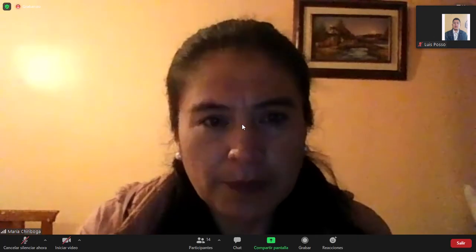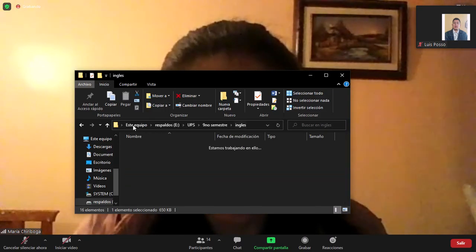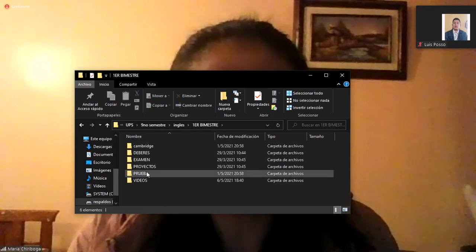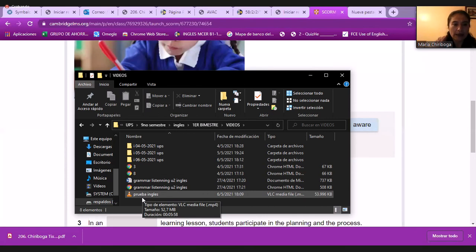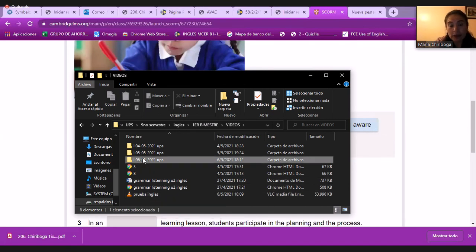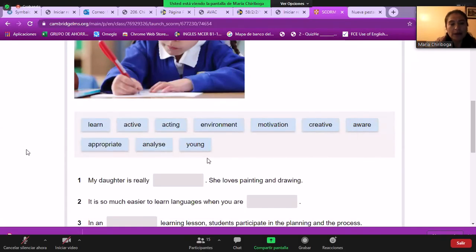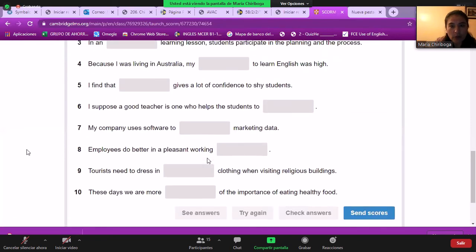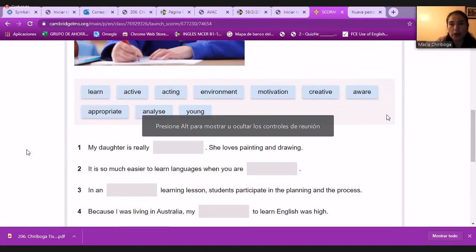How many participants? Perfect, 13. I'm gonna share the activity, okay? So we are going to practice vocabulary and listening, okay? Here it is. We have here the words learn, active, acting, environment, motivation, creative, aware, appropriate, analyze, young. I want you to think what words can complete spaces, okay? Please, you are going to read carefully the information and obviously you are going to work with me.